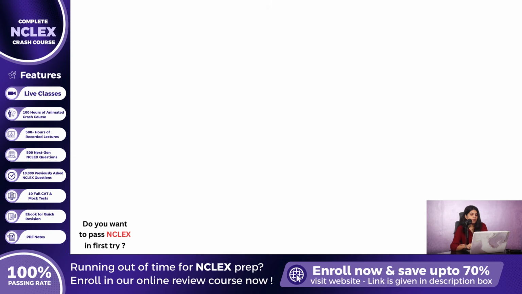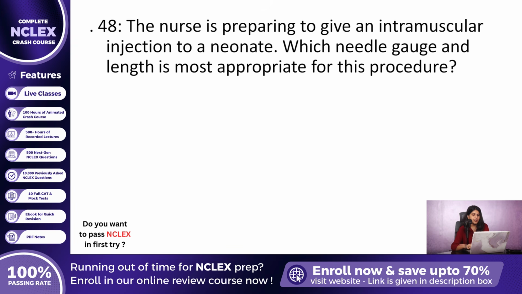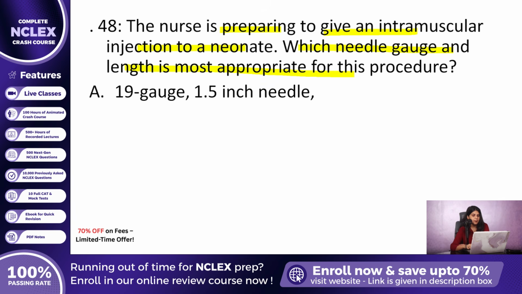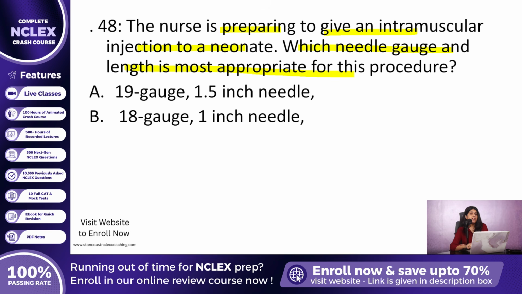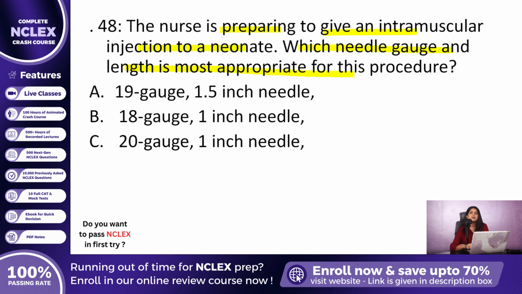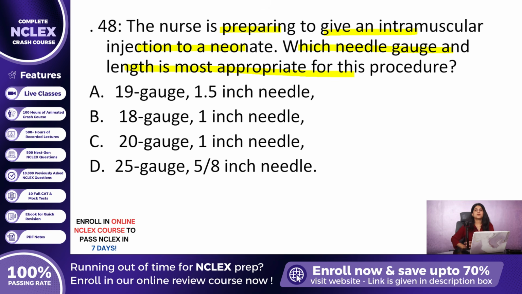Next, we move into neonatal pharmacology with question 48. The nurse is preparing to give an intramuscular injection to a neonate. Which needle gauge and length is most appropriate for this procedure? The options are A. 19 gauge, 1.5-inch needle. B. 18 gauge, 1-inch needle. C. 20 gauge, 1-inch needle. Or D. 25 gauge, 5/8-inch needle.